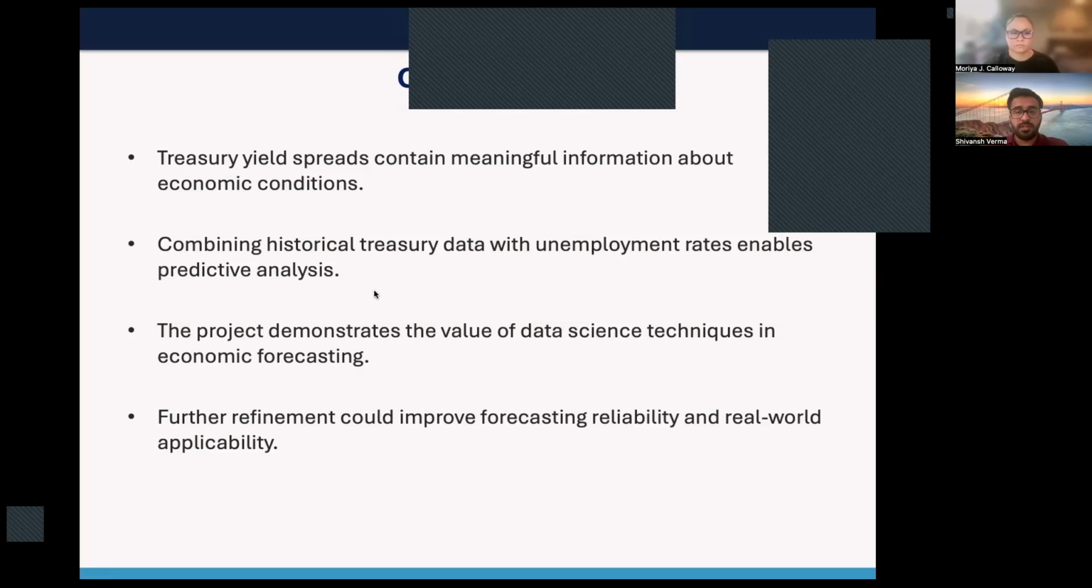Treasury yield spreads don't predict the future perfectly, but combined with the regression and the structure of employment, they make the forecast meaningfully better than the naive alternative.